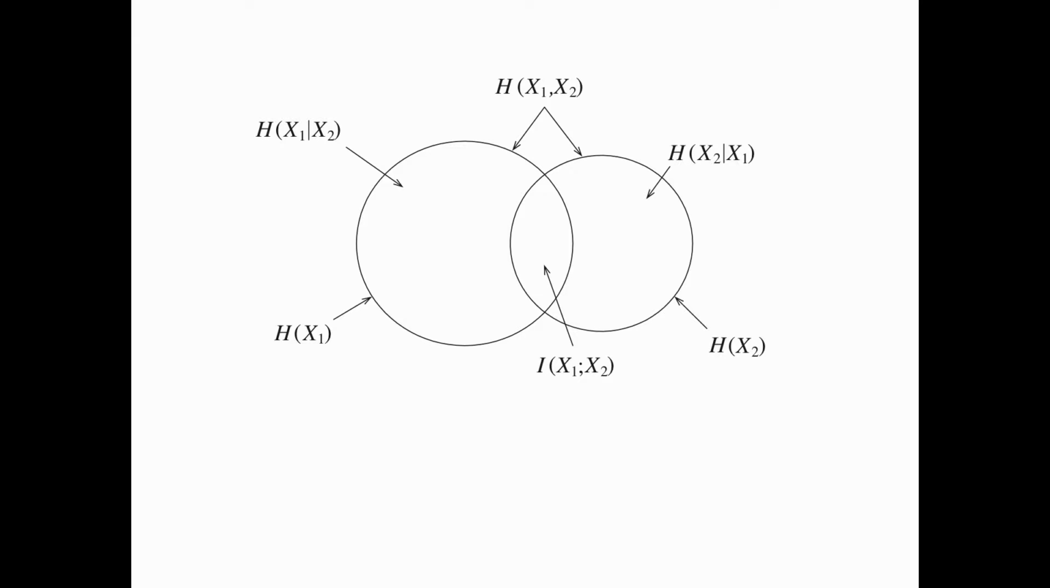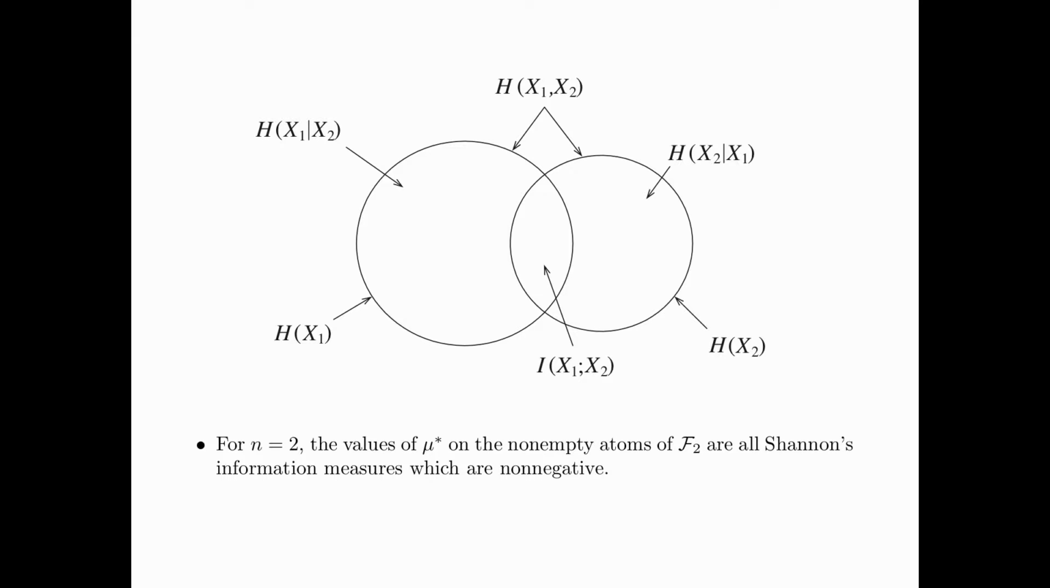Now for two random variables, the values of mu star on the non-empty atoms of F2 are all Shannon's information measures, which are non-negative, namely the entropy of x1 given x2, the mutual information between x1 and x2, and the conditional entropy of x2 given x1. Therefore, mu star is always non-negative.